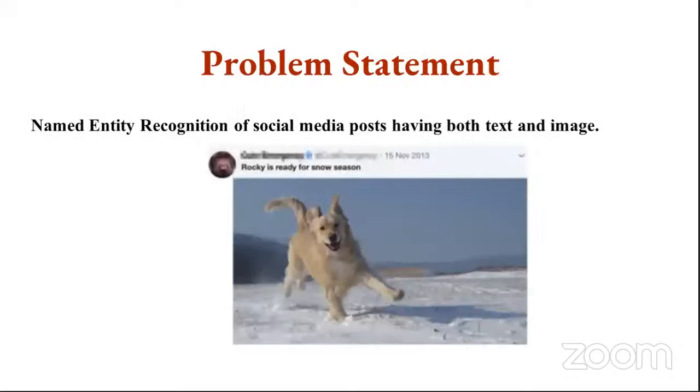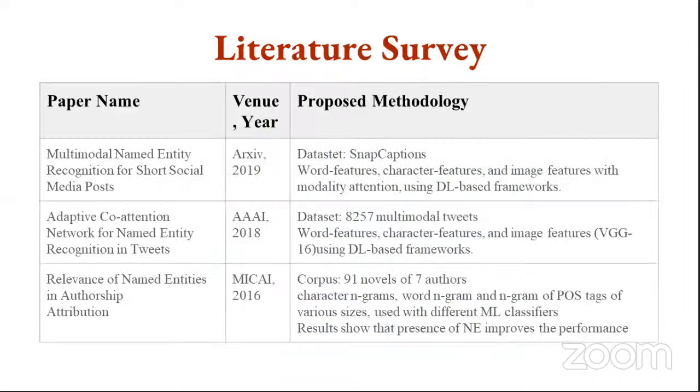Named entity recognition of social media posts having both text and images is very important: from a social media post, can we predict the named entities, where both images and text are present? Like "Rocky is ready for snow season." Rocky is the name of a particular dog, and it can be easily understood by seeing this figure. So this is called multimodal named entity recognition. We are not only using the text information, but also the images associated with the text for predicting the named entity information. There are several datasets available.